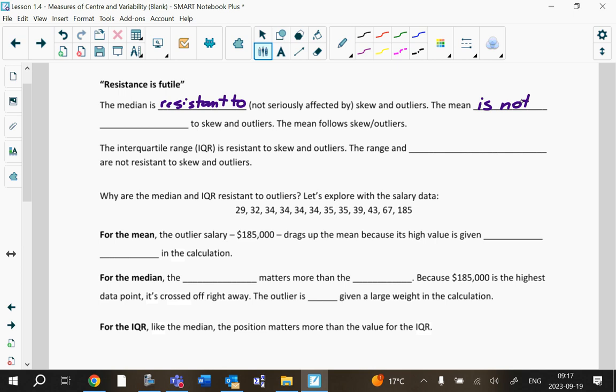If there's a really high value or high values, it's going to pull the mean up bigger than the median. If there are really low values, it's going to pull the mean below the median. Because the interquartile range goes with the median, it's also resistant. However, the standard deviation goes with the mean, and since the mean is not resistant, the standard deviation isn't going to be resistant either.